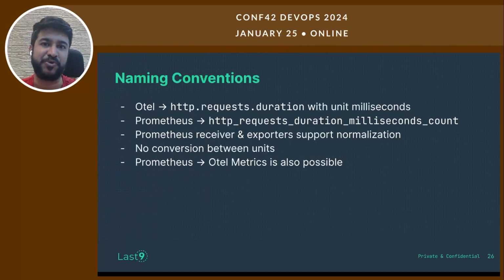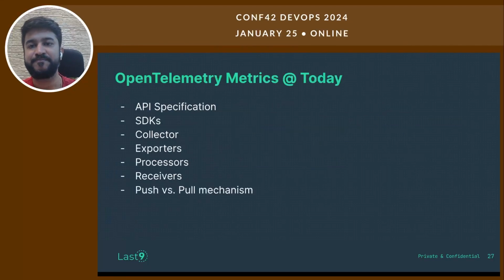The receivers and exporters have the ability to normalize the OTel metrics into Prometheus metrics based on the naming conventions. It can also do it vice versa as well. When scraping data from Prometheus, it can convert Prometheus metrics to OTel naming conventions as well. Of course, it cannot scale up the values or do conversion between units, like it cannot convert milliseconds to seconds or kilograms to grams and so on. That is still a processor task. It basically does only the naming convention changes.